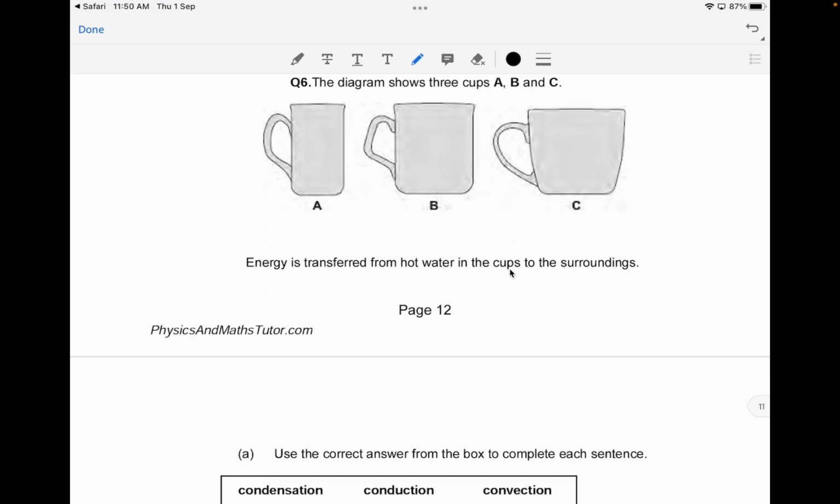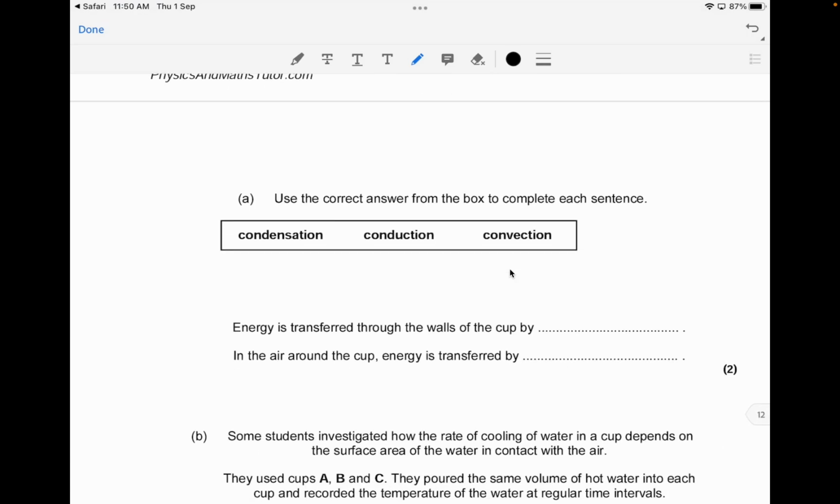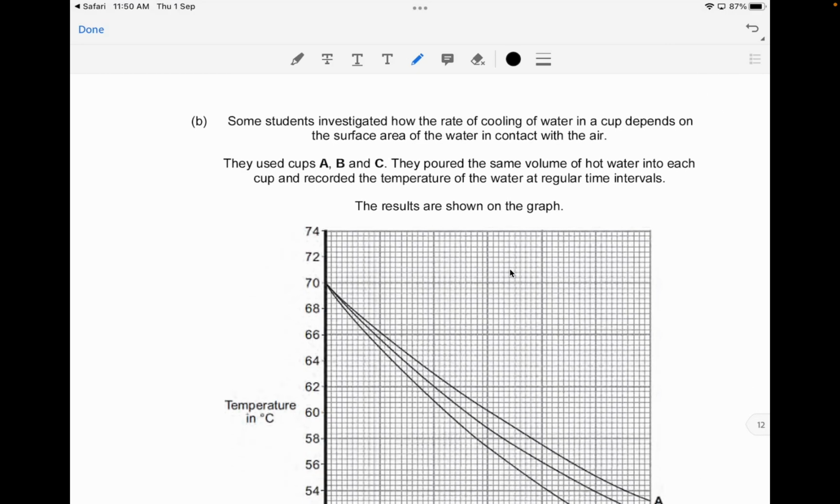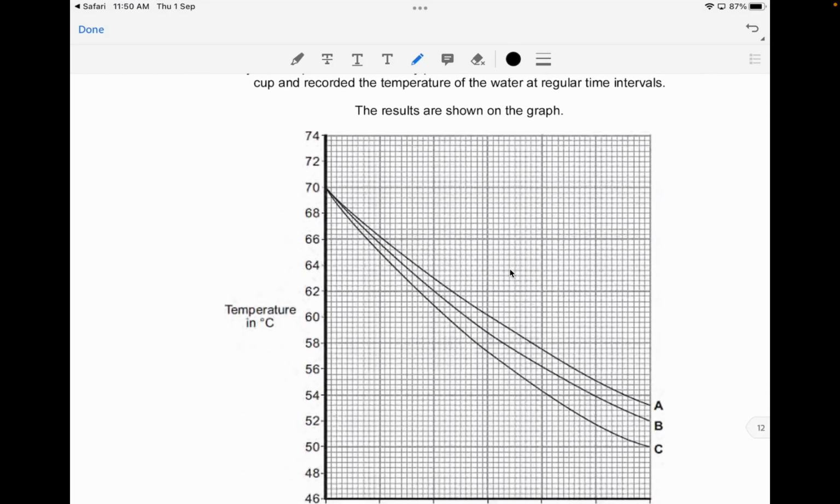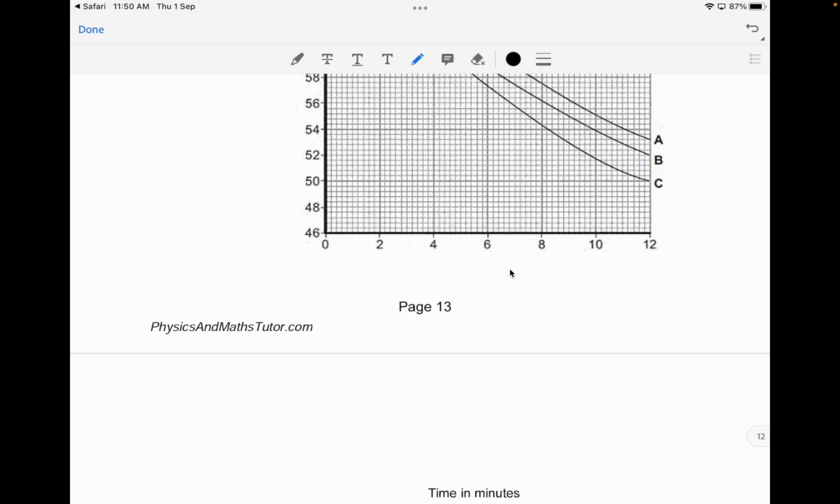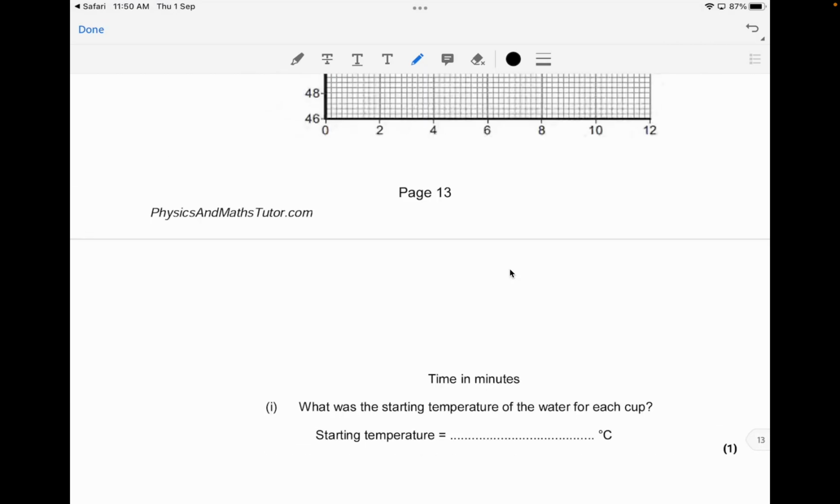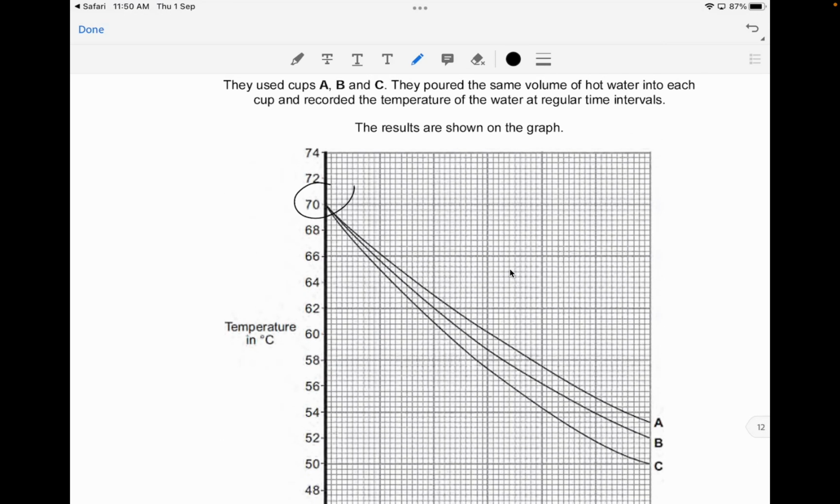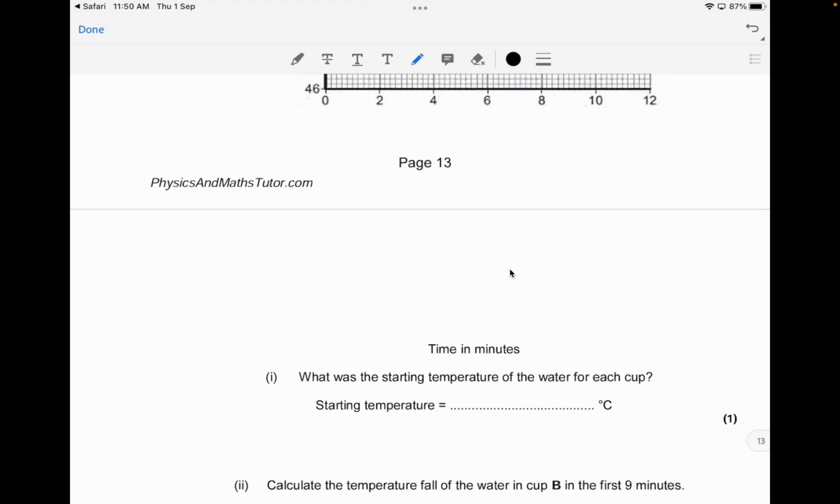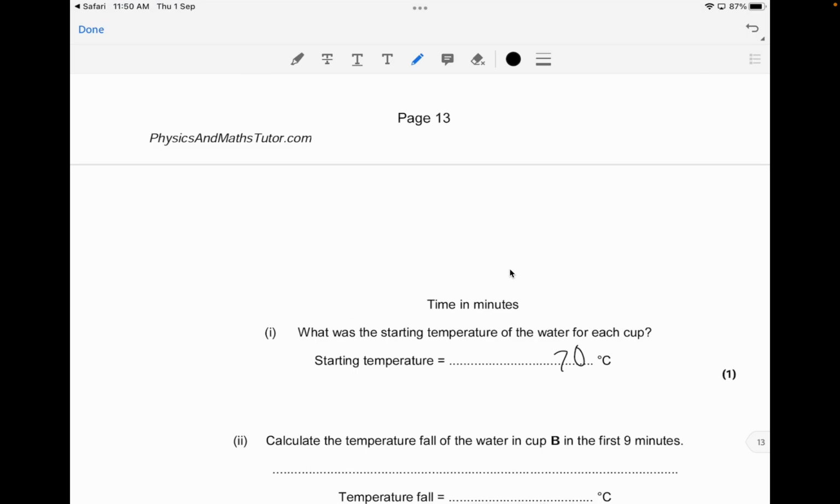You can see there are 3 cups, and the energy is transferred through the walls of the cups by conduction. In the air around the cup, the energy is transferred by convection. So that's going to be the answer for about 2 marks: conduction and convection. Now you can see there's a graph again, a downward curve with temperature on the y-axis and time on the x-axis. What's the starting temperature of the water for each cup? The starting temperature is roughly 70. You can find it from the diagram. So it's going to be 70.